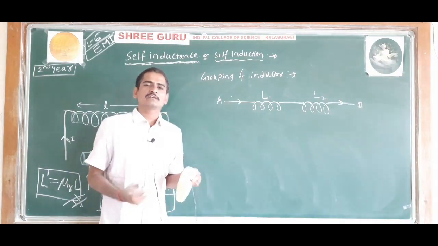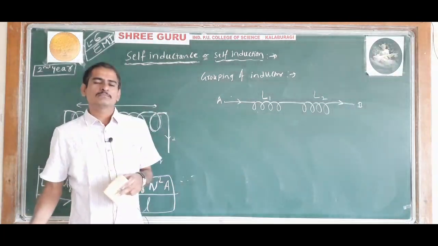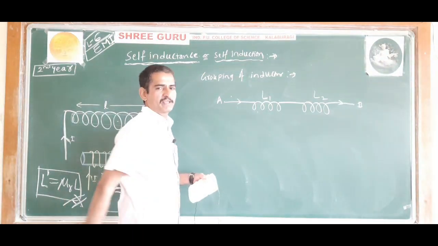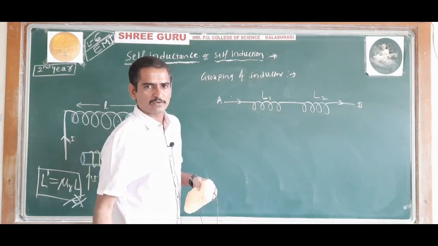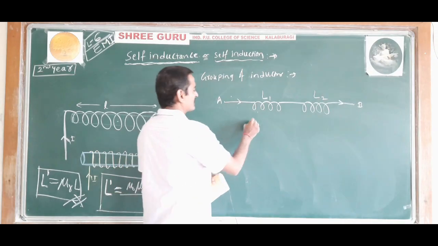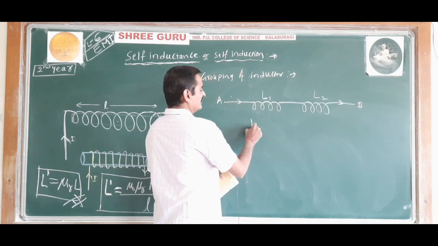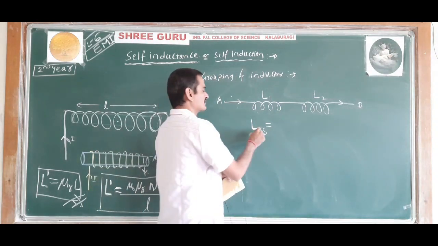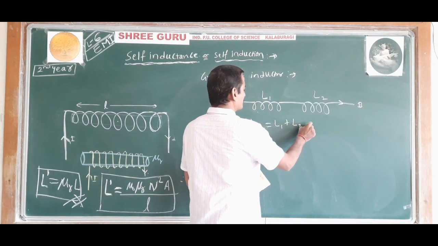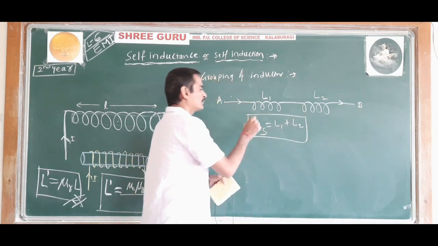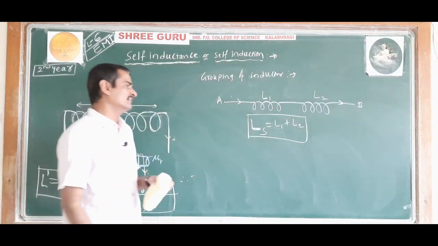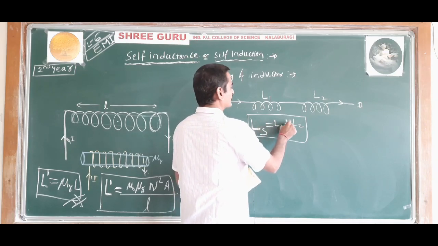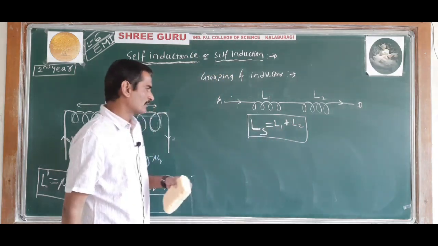If you are interested, you can study from some books available in the library, and many books explain how to derive this, a very simple 2 or 3 step process. I will just directly write it: the effective self-inductance in series combination is given by Ls is equal to L1 plus L2. When two inductors are connected in series, the effective self-inductance is Ls equals L1 plus L2.